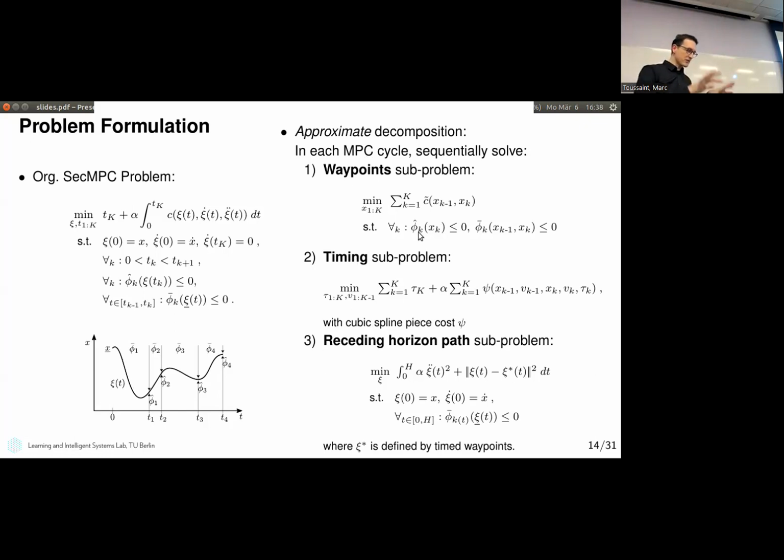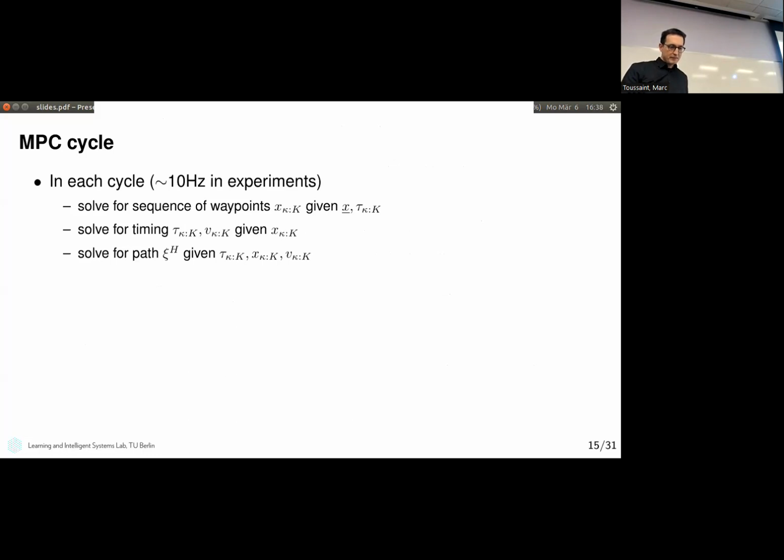And the MPC cycle is doing a coordinate descent. So it's assuming timing is fixed and optimizes the waypoints. Then it's assuming waypoints are fixed and it's optimizing the timing. And that makes it efficient. Right, I think I sketched that. So this is the MPC cycle, eventually with about 10 Hertz.